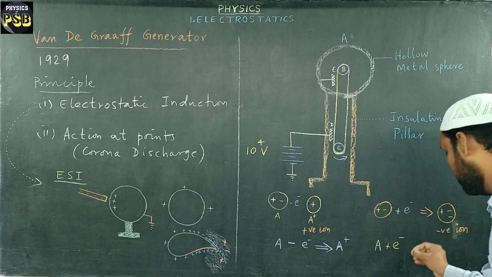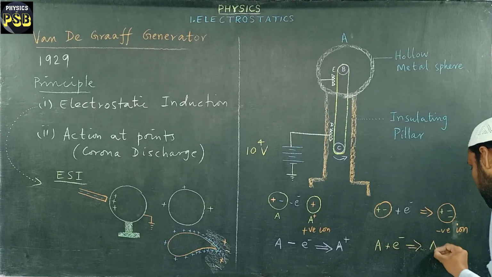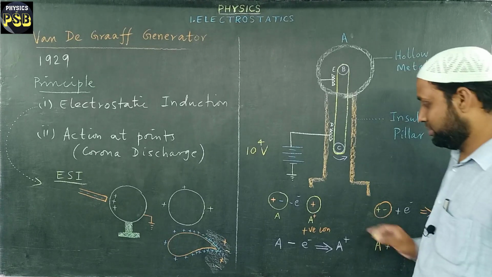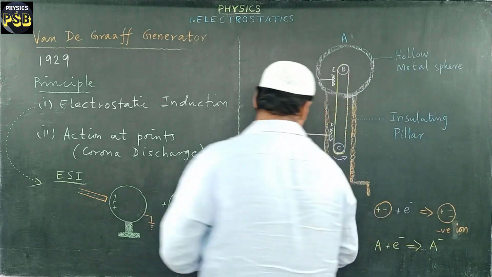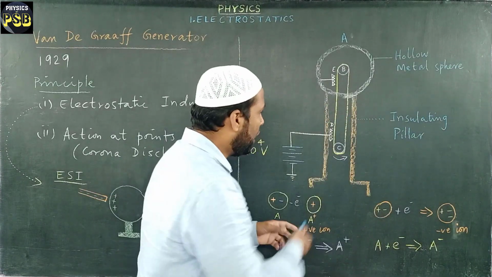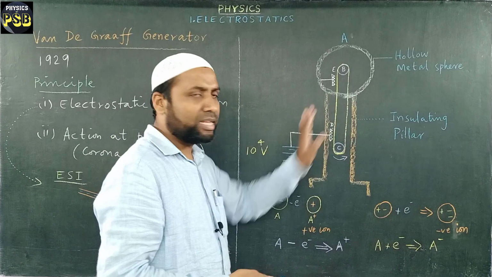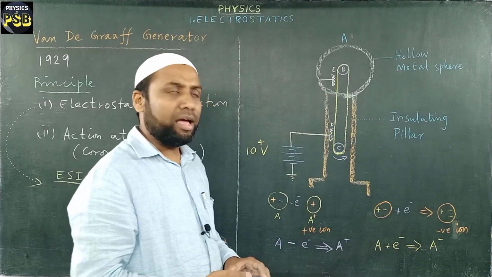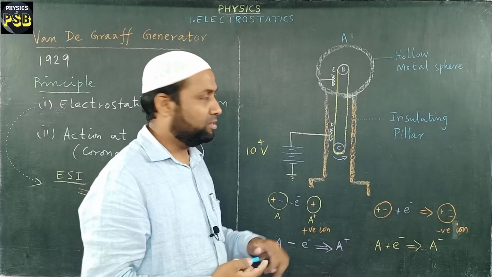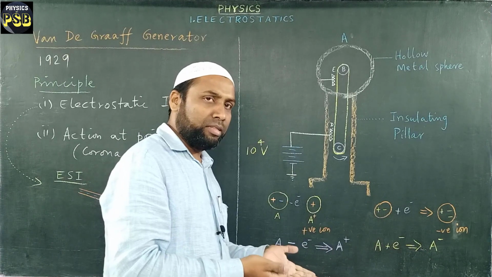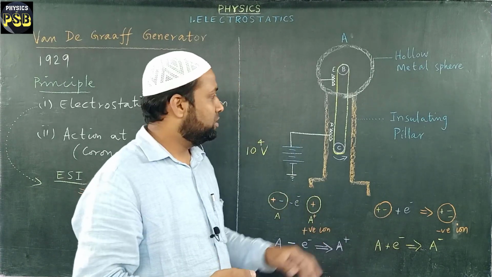We have separated the electron, so it becomes a negative ion. Due to the high potential, what happened? The surrounding air gets ionized. They carry positive and negative ions.